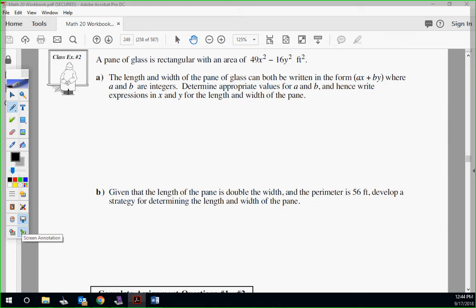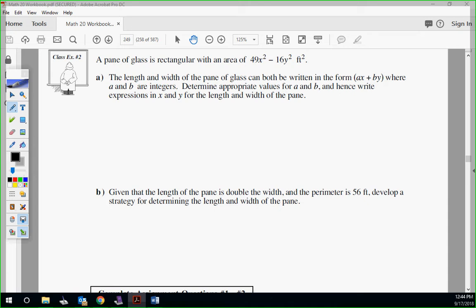All right. So a pane of glass is a rectangle with an area of 49x squared minus 16y squared. So it's a rectangular area, meaning obviously that the side lengths are different. The length and width of the pane of glass can both be written in the form of ax plus by, where a and b are integers. Determine the appropriate values of a and b. Hint: write the form in x and y, length of pane.